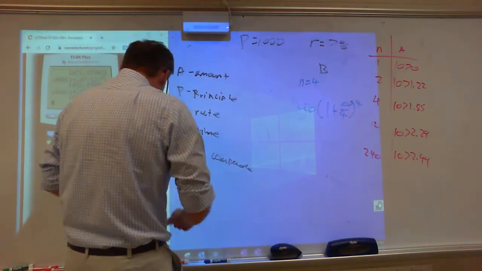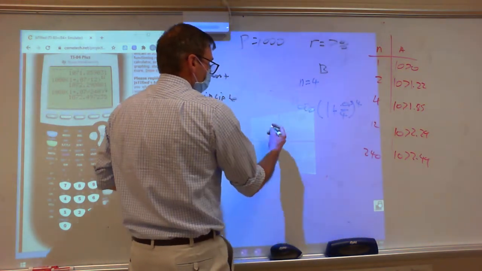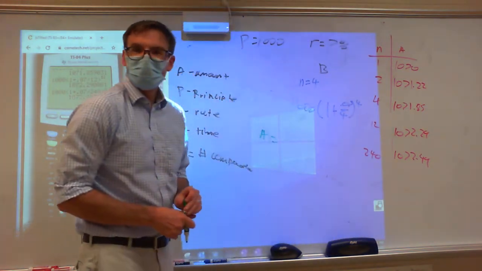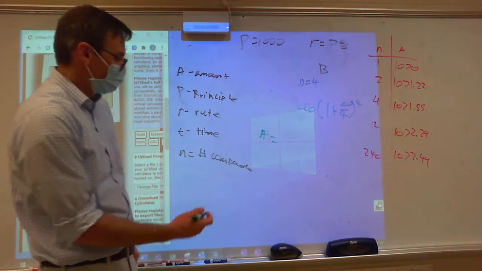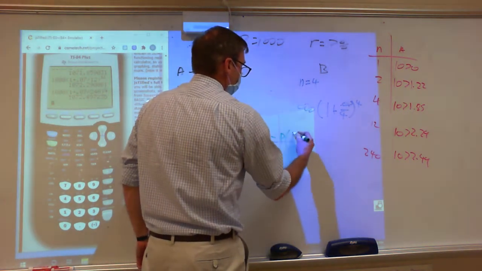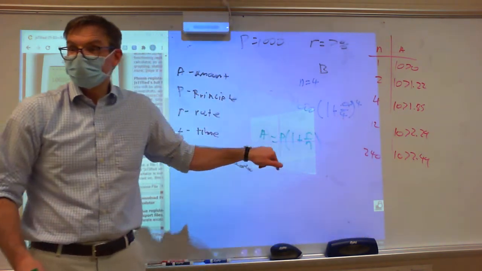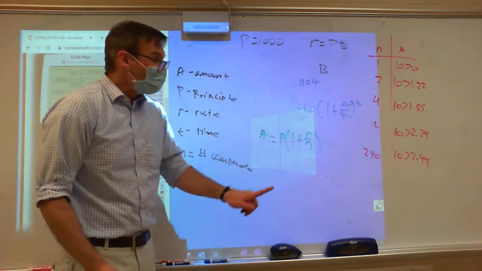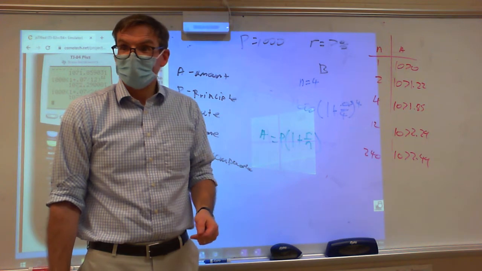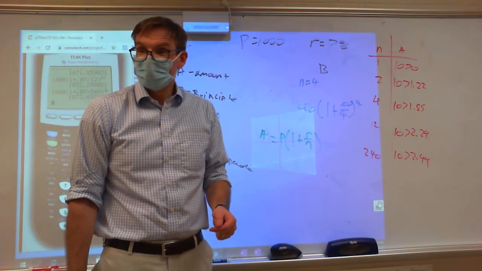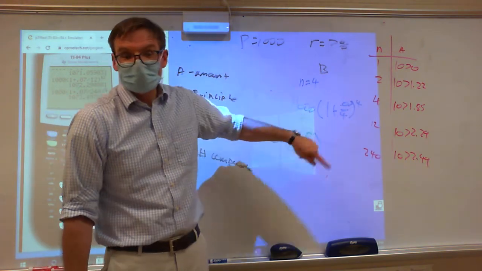So let's see if we can get a formula out of this. A equals P times 1 plus r over n, raised to a power. Does everybody see where that comes from? Now, whatever this exponent is, that's how many times you get money. Okay? So everybody understand that?